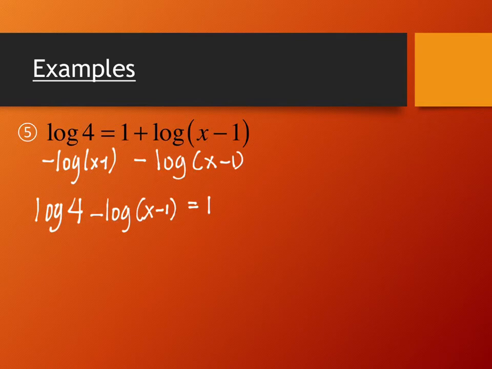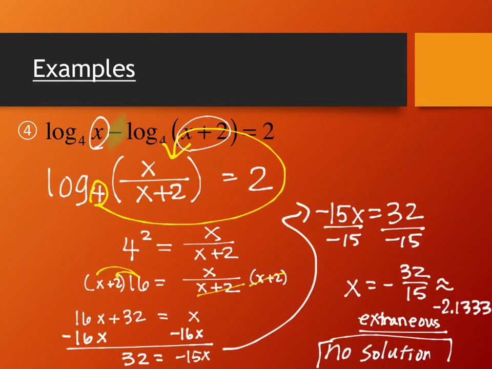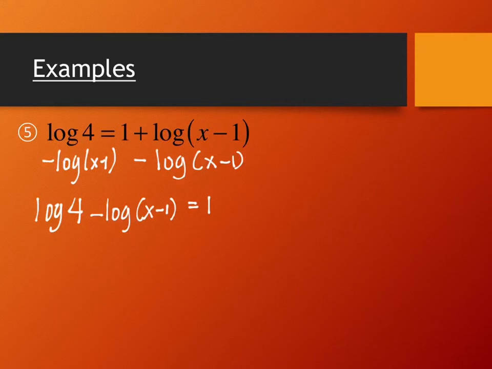Does that make sense? That actually makes it look a lot like this problem. A lot of times your goal is to make it look like something you've seen before. Because if I can make it look like this, I know what to do. I've done one now, so I can do the same process again. What would my next step be now that I have the logs on the same side? Right, we'll use the quotient rule. Log of 4 divided by x minus 1, and it equals 1. Then what?